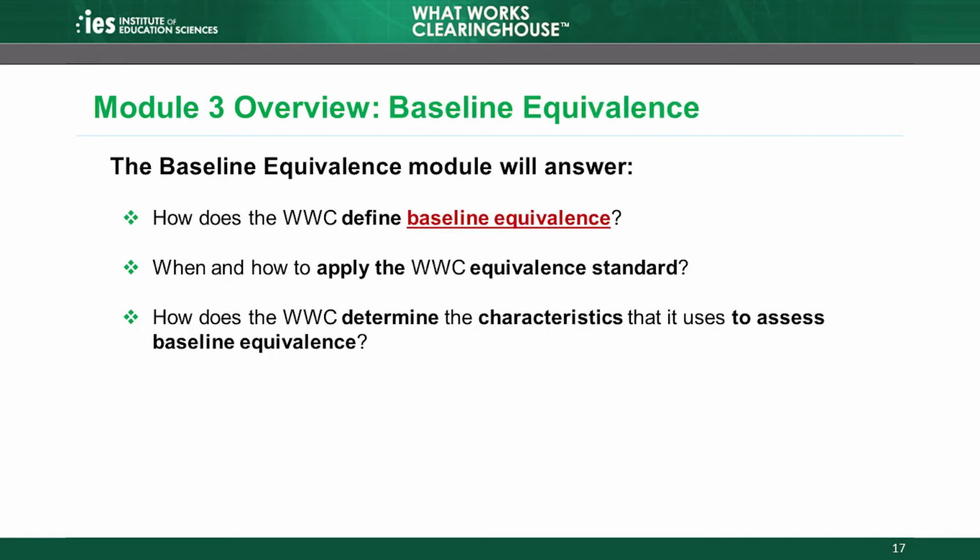The third module discusses the concept of baseline equivalence, whether the intervention and comparison groups in a study were similar before the start of an intervention. This module reviews how the WWC defines baseline equivalence and demonstrates when and how to apply the WWC equivalence standard. We also cover how the WWC determines the characteristics that it uses to assess baseline equivalence.